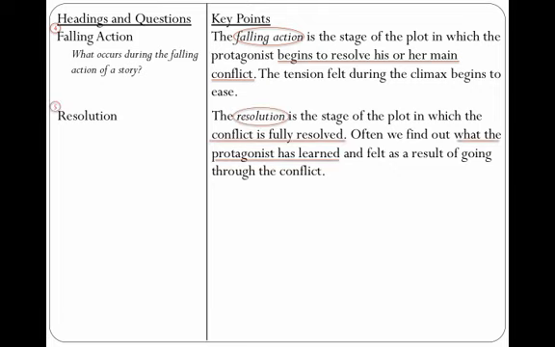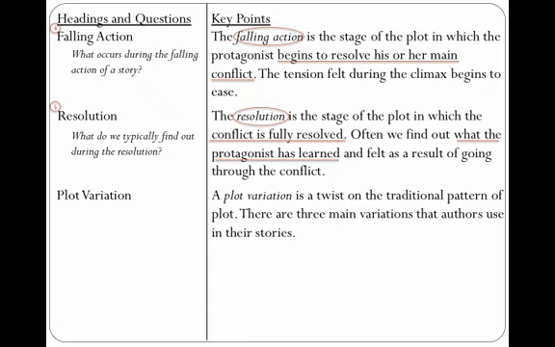Annotations you can make are now on the screen. And a question you can ask is, what do we typically find out during the resolution? The next header is plot variation. A plot variation is a twist on the traditional pattern of plot. There are three main variations that authors use in their stories.